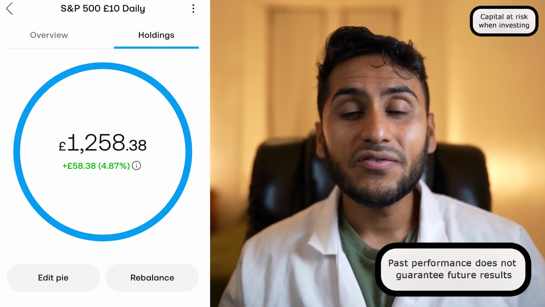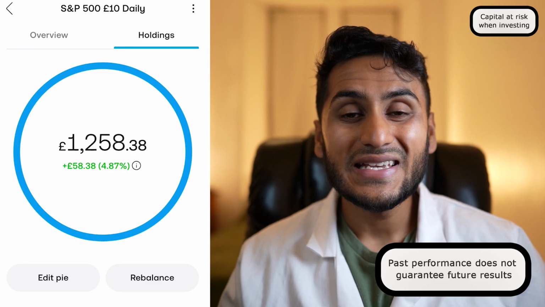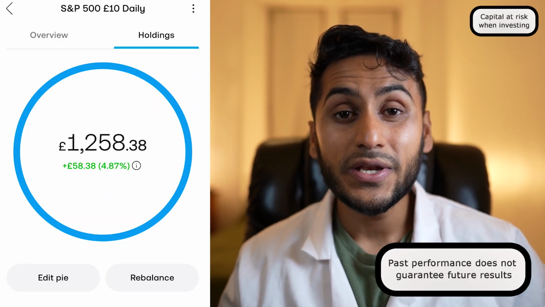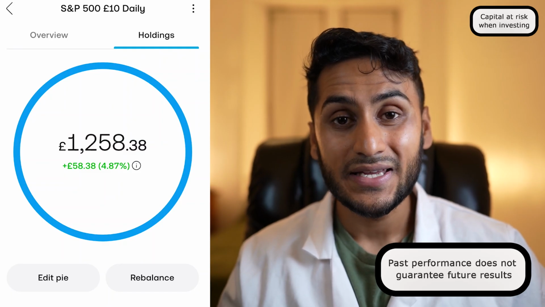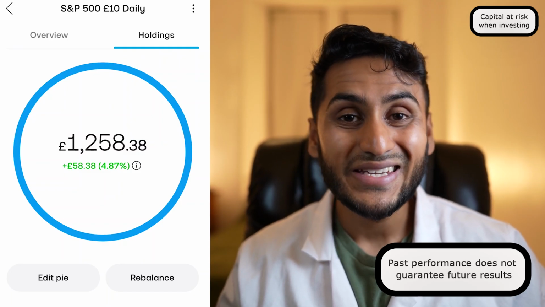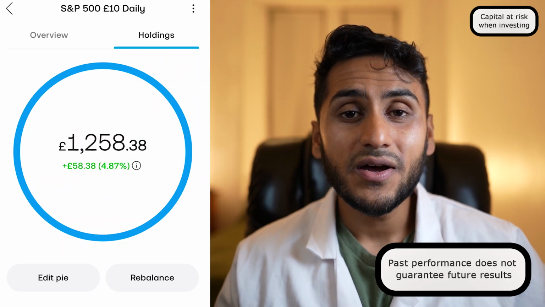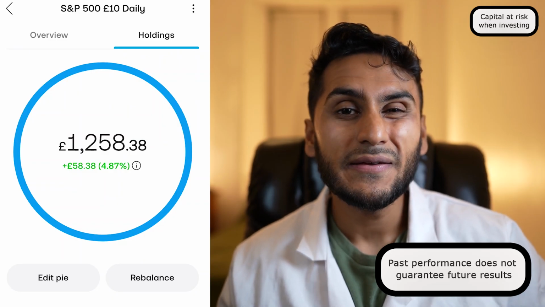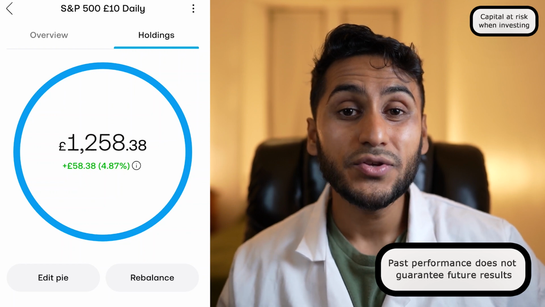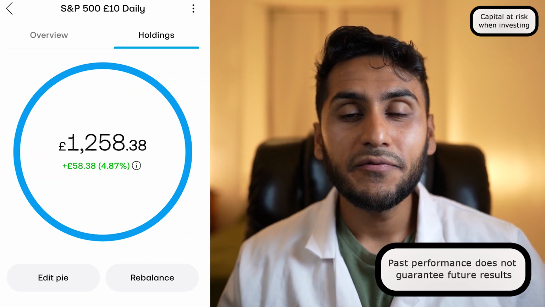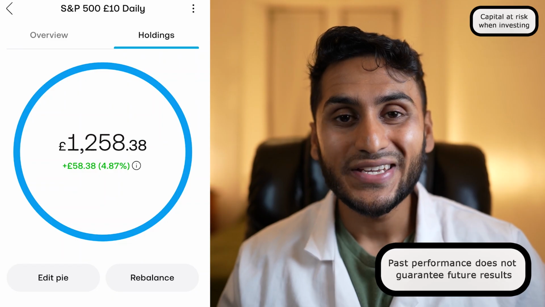Now 4.87% over 120 days is actually not bad at all when you consider the average savings account is giving around 3 to 4% over the span of an entire year. But of course with the stock market you are risking your money. Is 4.87% really enough over that time period? It is up to you to decide. And obviously past performance is not going to dictate what you're going to get in the future.